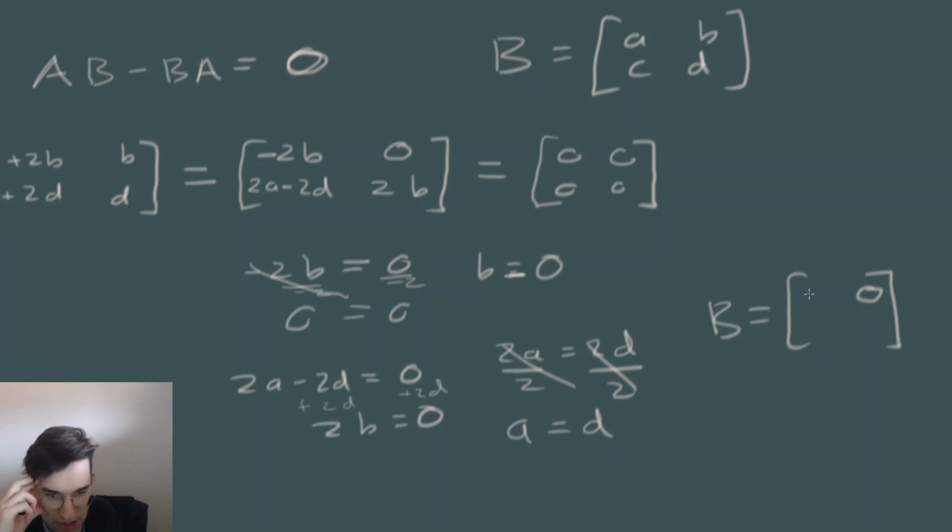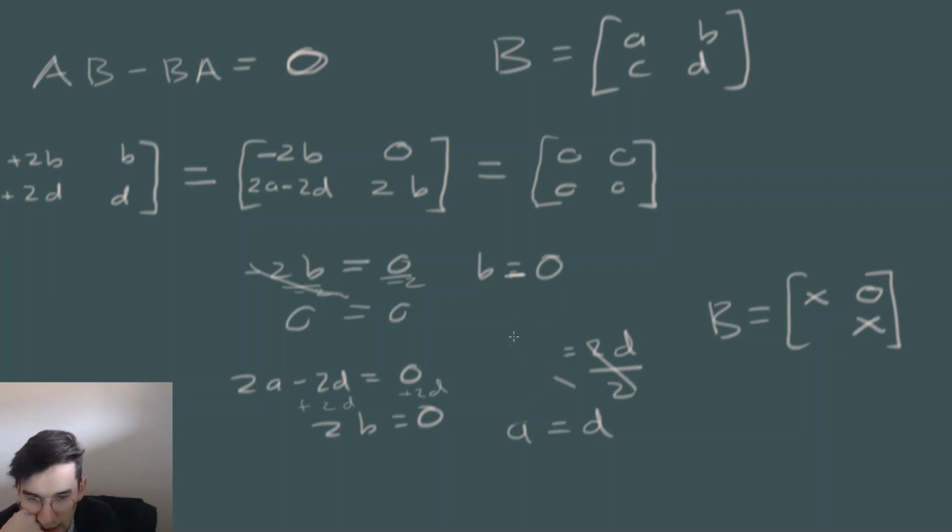We don't know what they are, so let's just put a placeholder in there. I think what's going on here is we're seeing that there are a lot of options here. We can plug in whatever we want for a and d, just so long as they're the same. So let's represent that with an x, okay? Whatever these two guys are, they're going to be the same.